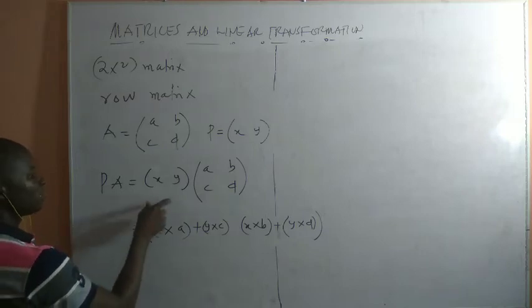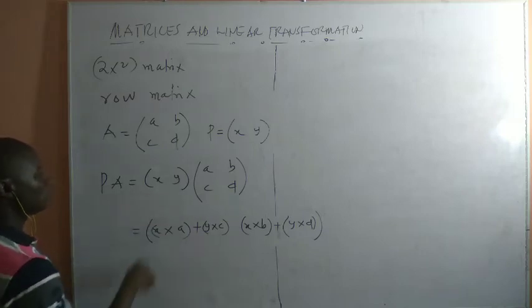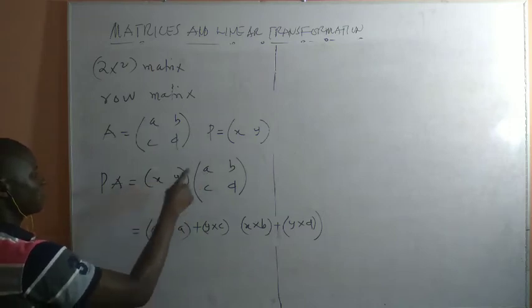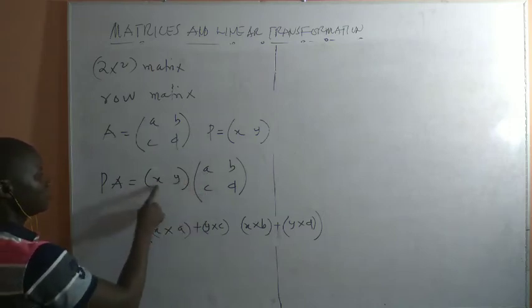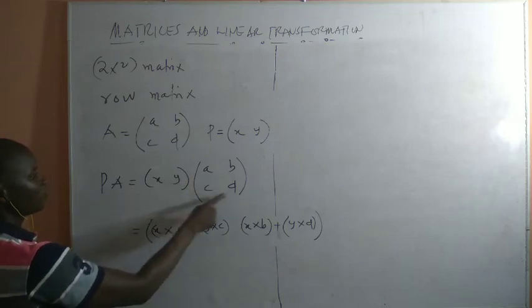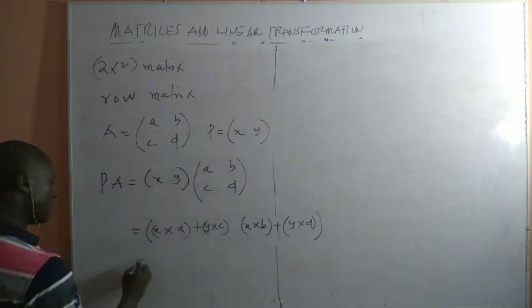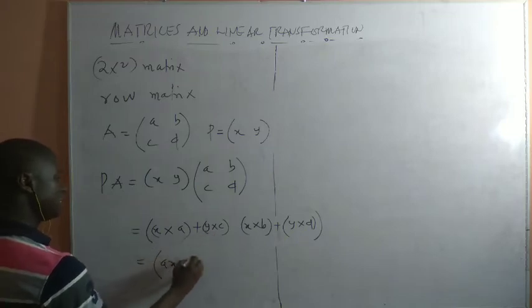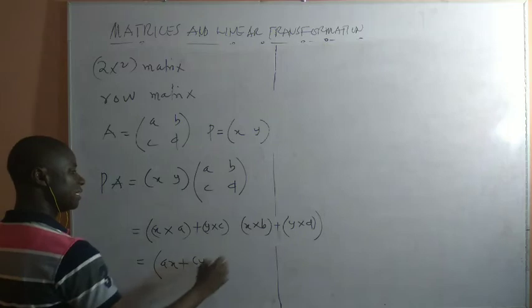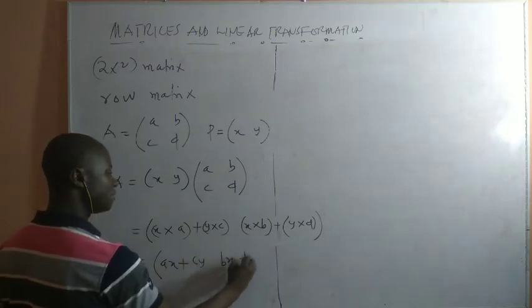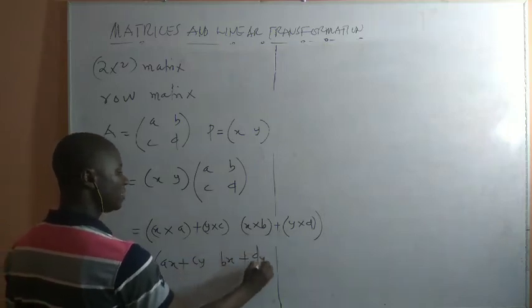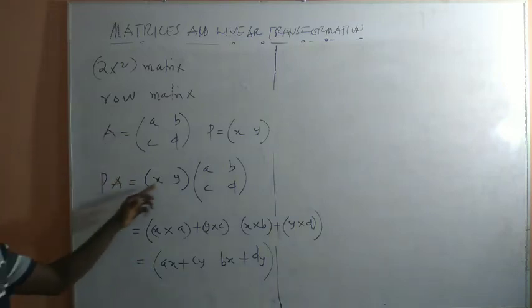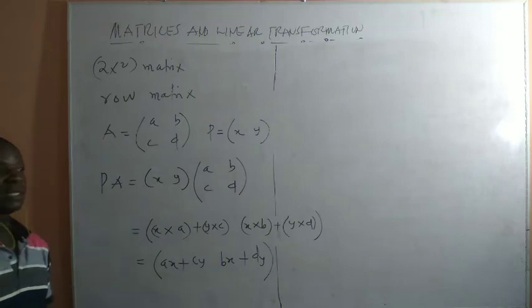That's how we multiply the row matrix by a 2 by 2 matrix. So X will multiply A plus Y will multiply C. Then X will multiply B plus Y will multiply D. Then we simplify. Now this will be equal to X times A, which gives us AX, plus Y times C, which gives us CY. Then X times B will also give us BX, plus D times Y will give us DY. So in general, when we multiply the row matrix by a 2 by 2 matrix, that is what we are getting.